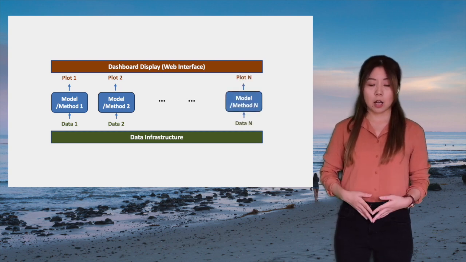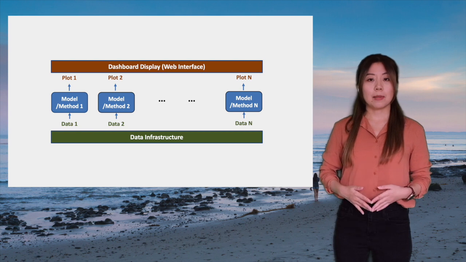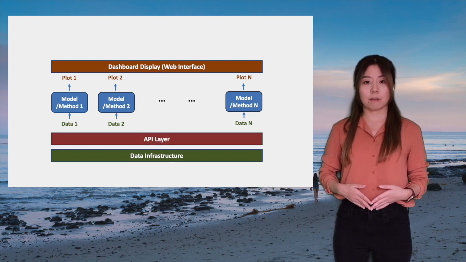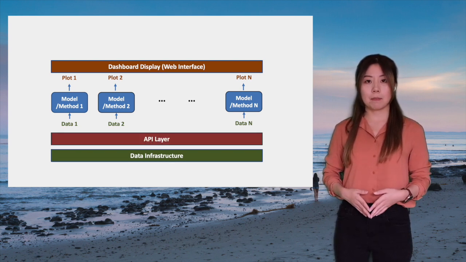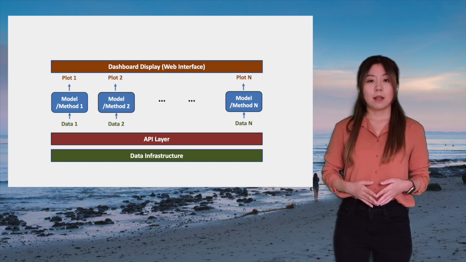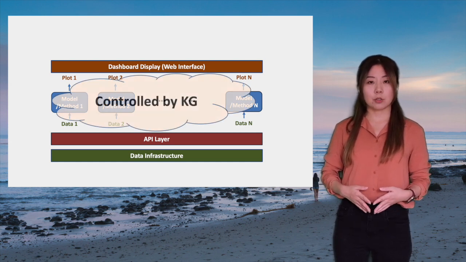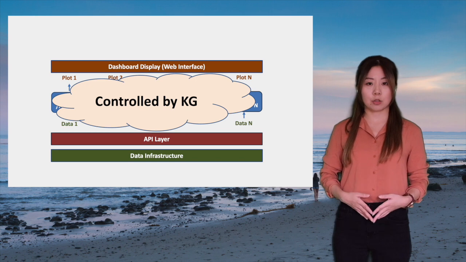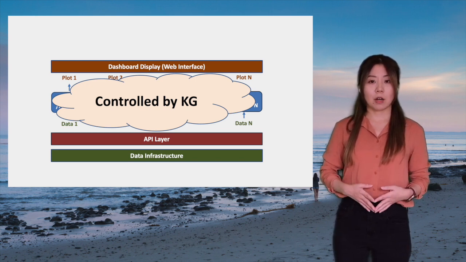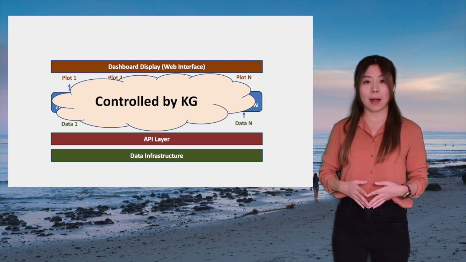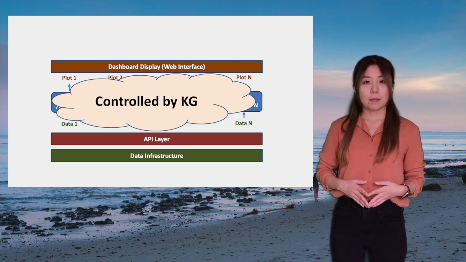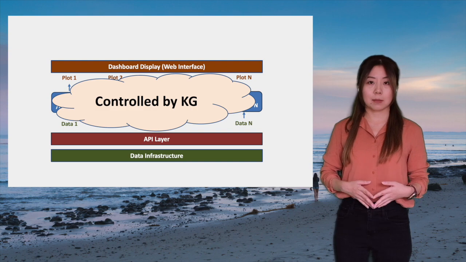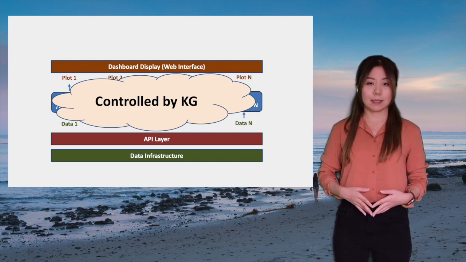To follow IEA-Plot, we first need to build an API layer on top of the data infrastructure to support the existing methods or models. Then the key is to develop a knowledge graph for controlling the applications of those methods or models. The knowledge graph in our paper is designed for wafer pattern analytics. Companies need to develop and maintain the specific knowledge graph for their use cases.